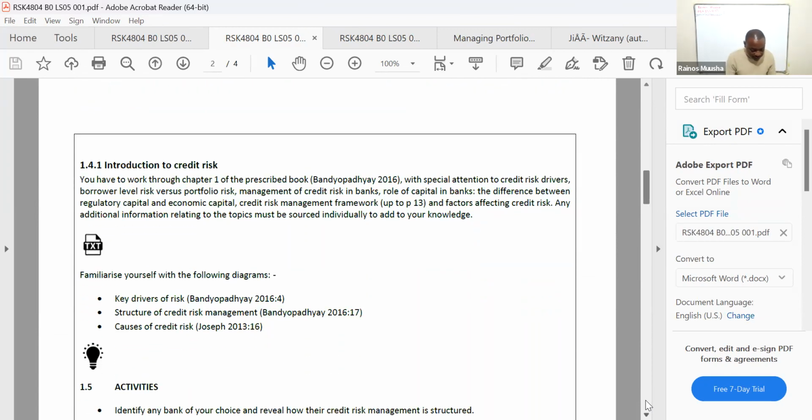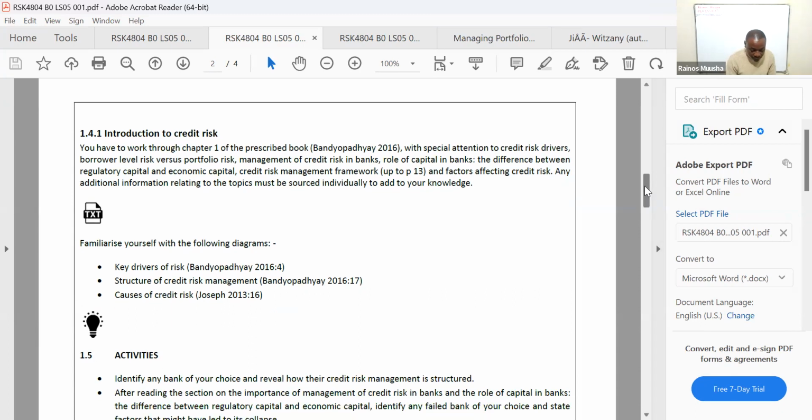And based on this, when you look at the introduction to credit risk, they say you have to work through chapter 1 of the prescribed book, which is the other book that we discussed, with special attention to the credit risk drivers, borrower-level risks versus portfolio risks, management of credit risk in banks, the role of capital, that is the difference between regulatory capital and economic capital, the credit risk management framework, up to page 13, and factors affecting credit risk. Then any additional information relating to the topics must be sourced individually to add to your knowledge as well. So that's basically the chapter that we need.